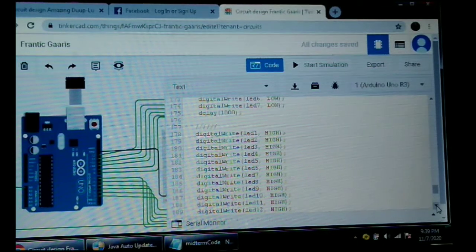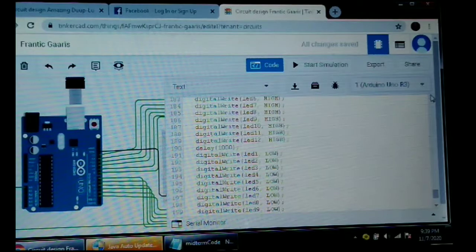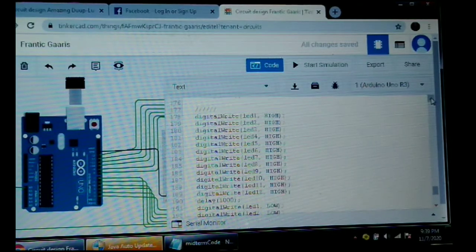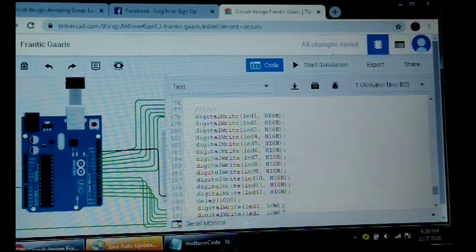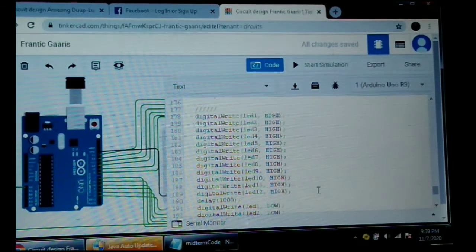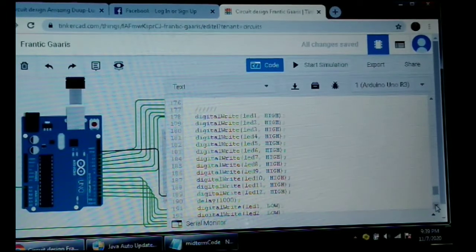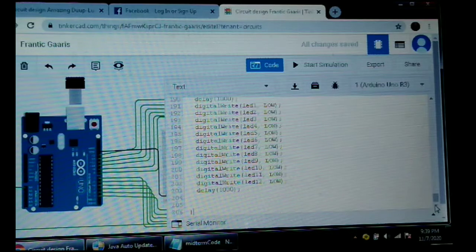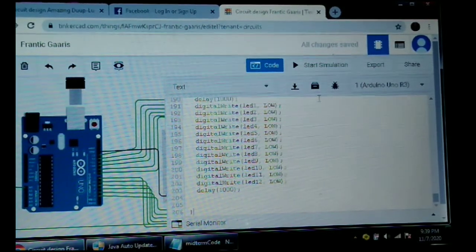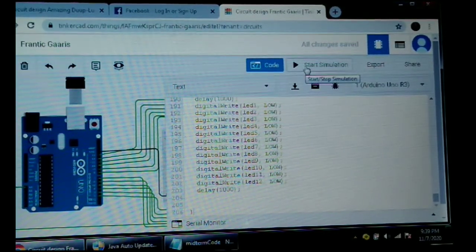Next, the fourth pattern, from LED 1 until LED 12, it will turn on. Then delay 1000, and then it will turn off. So let's see.